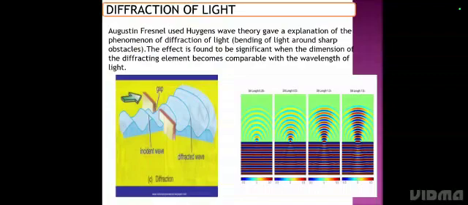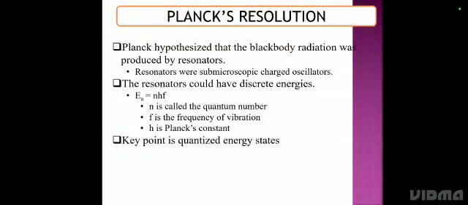Diffraction of light. Fresnel used Huygens' wave theory to explain the phenomenon of diffraction of light, the bending of light around a sharp obstacle. The effect is found to be significant when the dimension of the diffracting element becomes comparable with the wavelength of light.